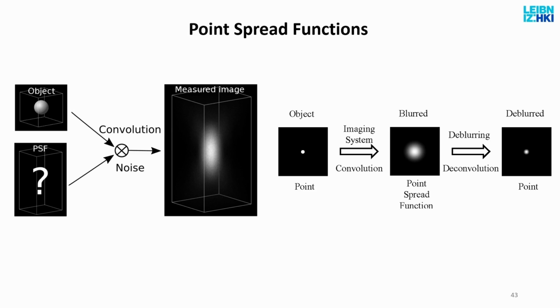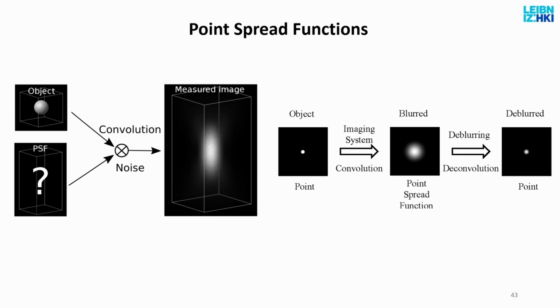And what does this point-spread function look like? Well, it must look something like that because it turns this object into that image. So it has to be a cigar-shaped element with that. But how do I measure that?